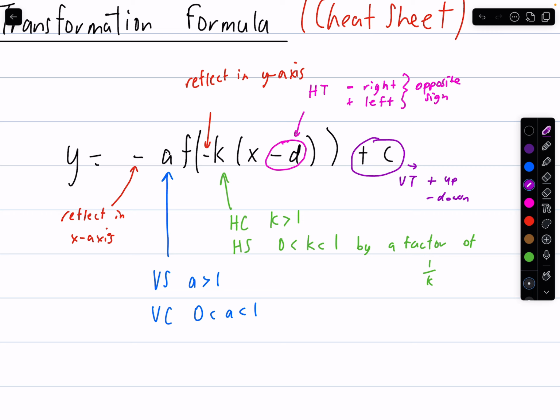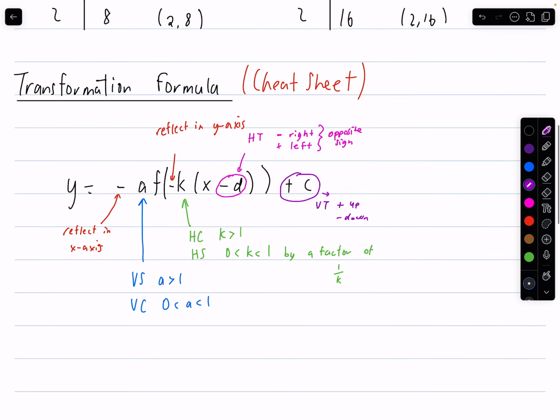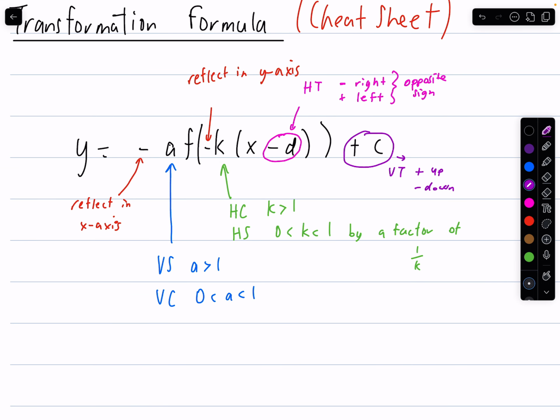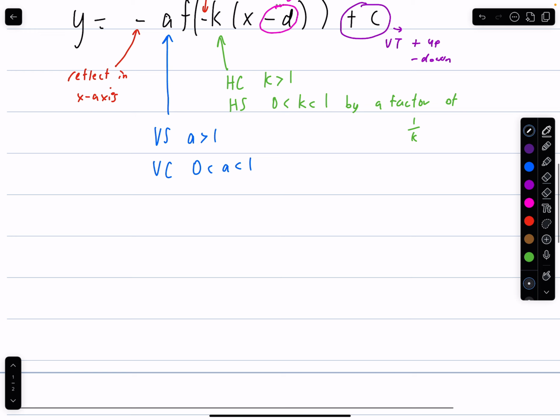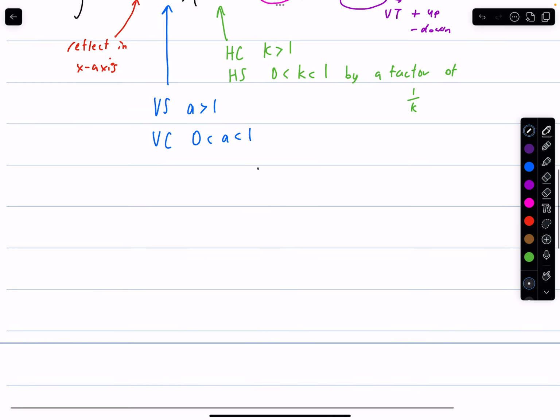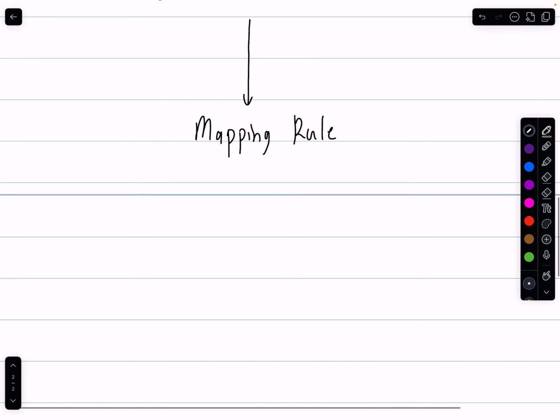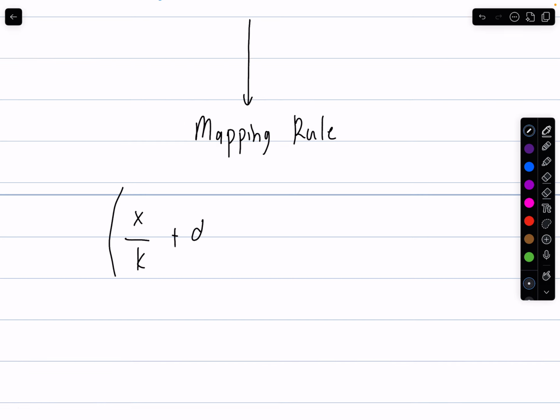Okay, so this might be a little bit of a review for you guys from the previous lesson, but it's important to understand this equation. The reason you want to understand this equation when it comes to transformations of these cubic and quartic functions is the process of this is all used to design something that we call the mapping rule. Okay, so all of these is used to design the mapping rule. Now the mapping rule has this formula: (x/k + d, ay + c).